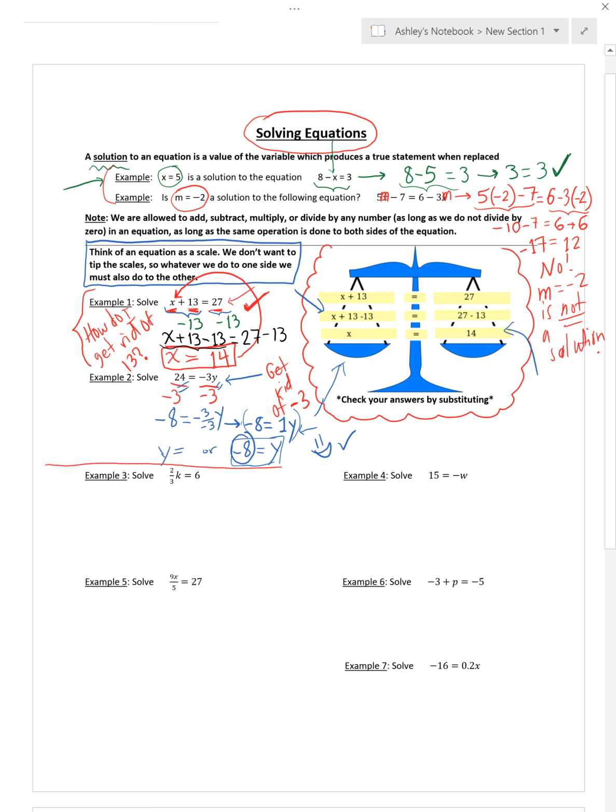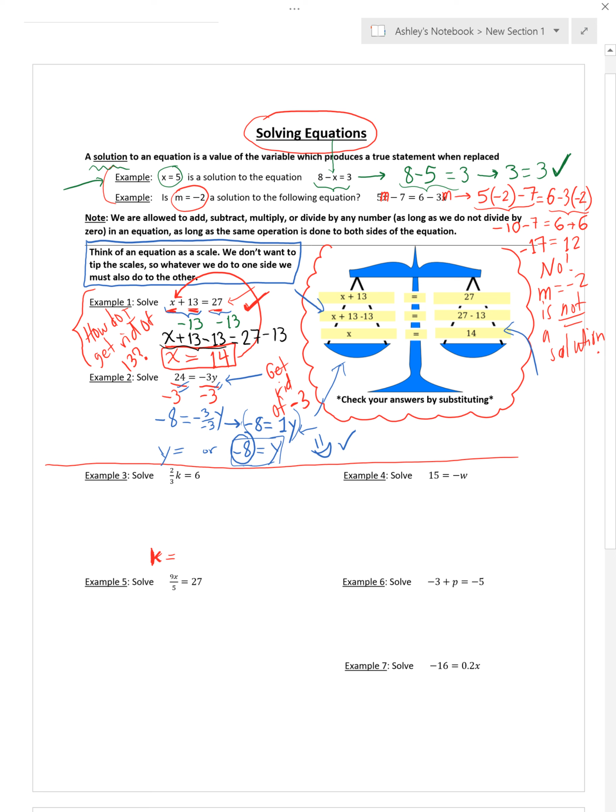This guy looks a little more interesting, huh? He's got a fraction in front of him. So when they want me to solve for k here in example 3, I want k by itself. That's my goal. Do you guys ever do that in real life? Say, let me visualize my goals, and then make it happen. That's what I like to do. My goal is to have k by itself, and I'm going to make it happen.